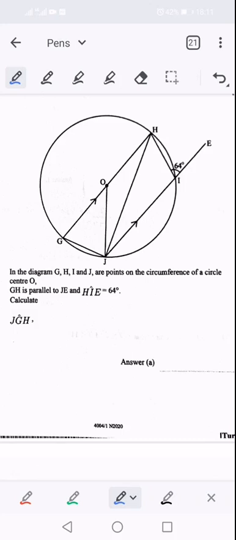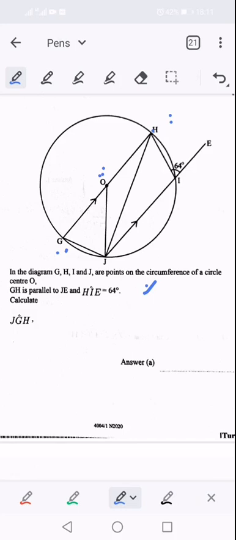Let's read this statement first. In the diagram, G, H, I and J are points on the circumference of a circle with center O. This is the center, which means line GH is the diameter. So GH is the diameter, a line from the circumference going to the circumference and passing through the center.